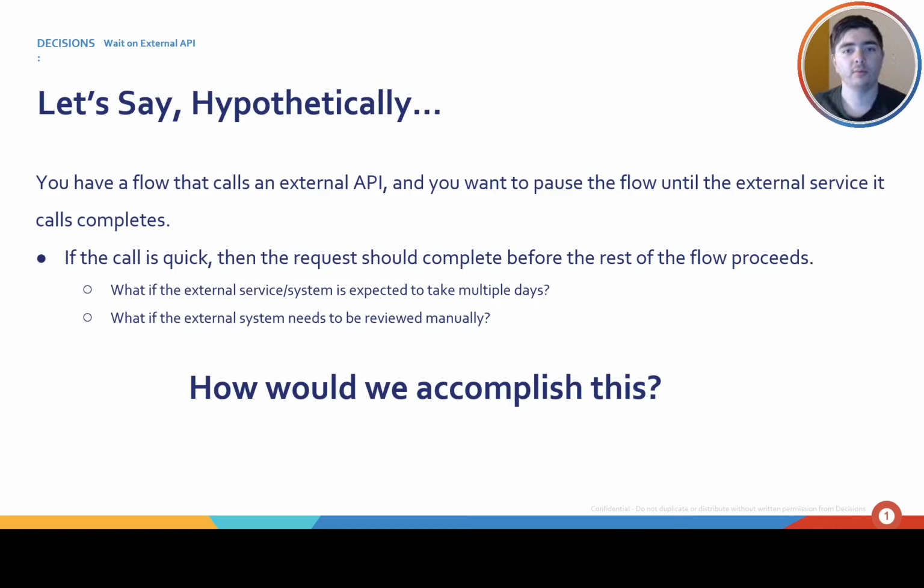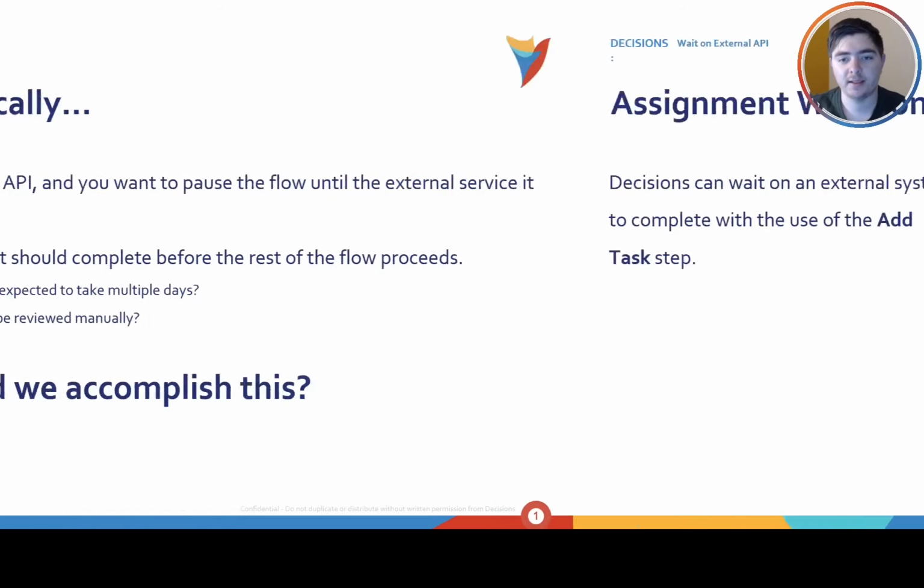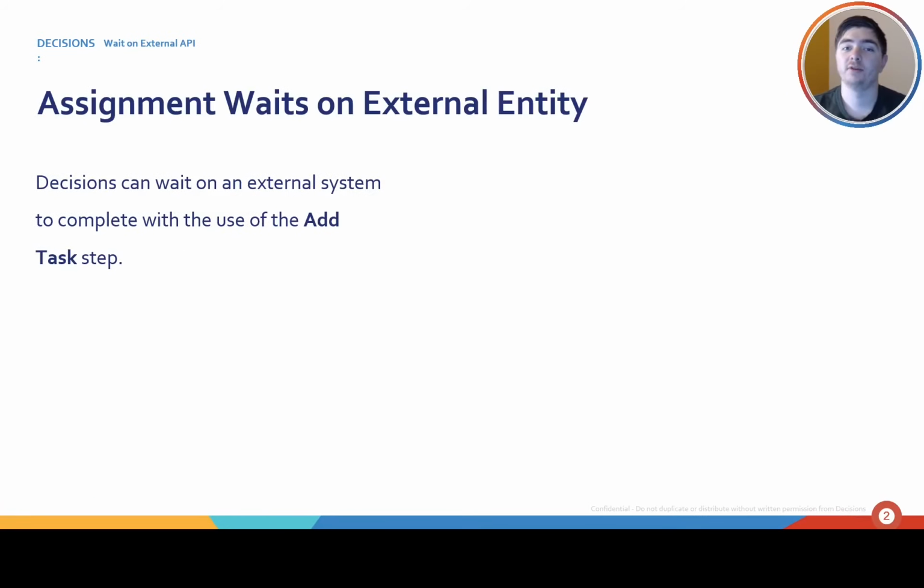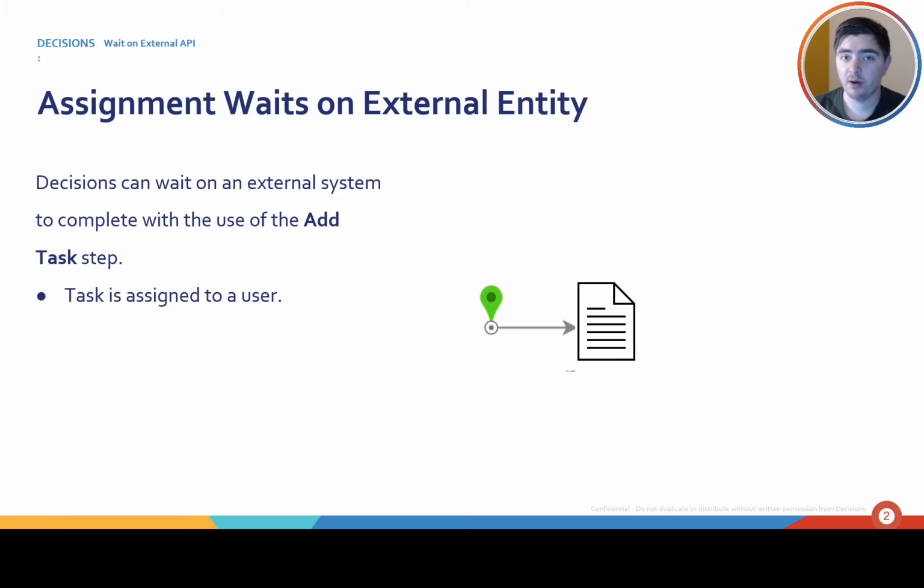Well, the way that we would do that is by setting up an assignment to wait on the external entity. If you are familiar with assignments in Decisions, they assign a form to a user and the flow is paused while the user finishes this assignment or form. Once it's completed, the flow continues. You can utilize this same step to pause a flow to wait on an external service.